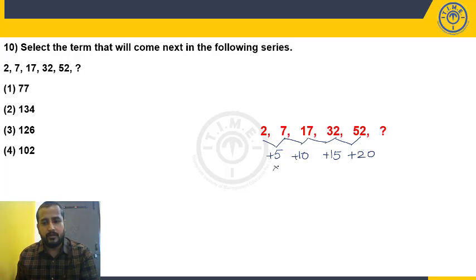Multiples of 5. 5 ones, 5 twos, 5 threes, 5 fours. What will be next? 5 fives, so plus 25. 52 plus 25, 77 is the required answer. Choice 1.